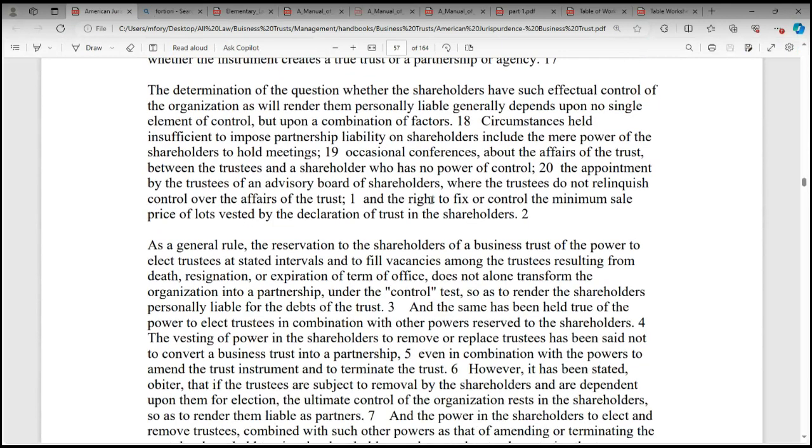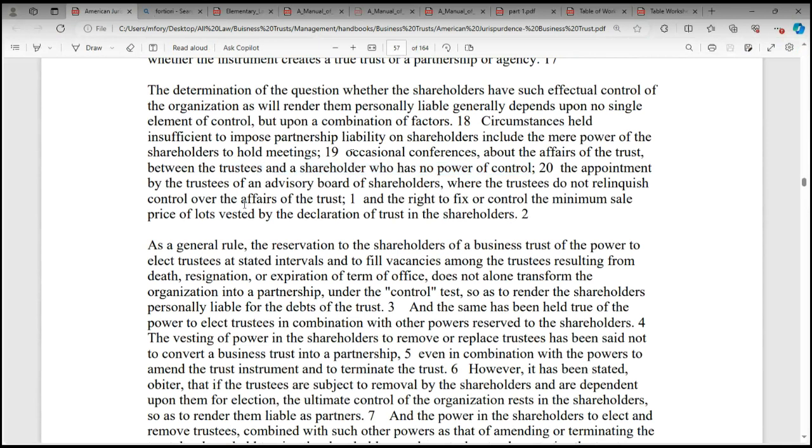Circumstances held insufficient to impose partnership liability on shareholders include the mere power of shareholders to hold meetings. Right? So these are circumstances held insufficient, meaning these powers by themselves. So if you have two or three of these that they're fighting, what do you think is going to happen? Insufficient to impose partnership liability include the mere power of the shareholders to hold meetings, so that means they get to call meetings. Occasional conferences about the affairs of the trust between the trustees and the shareholders who have no power of control. So you could call all the meetings you want, you just got to make sure that they have no control, that they're there just to soak in information about what you're giving them, and whatever the accounting is.